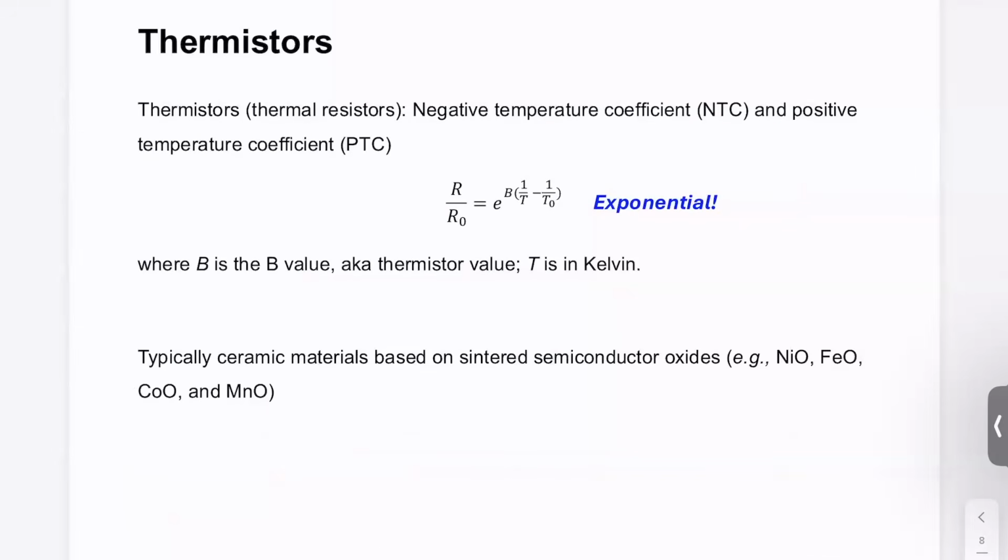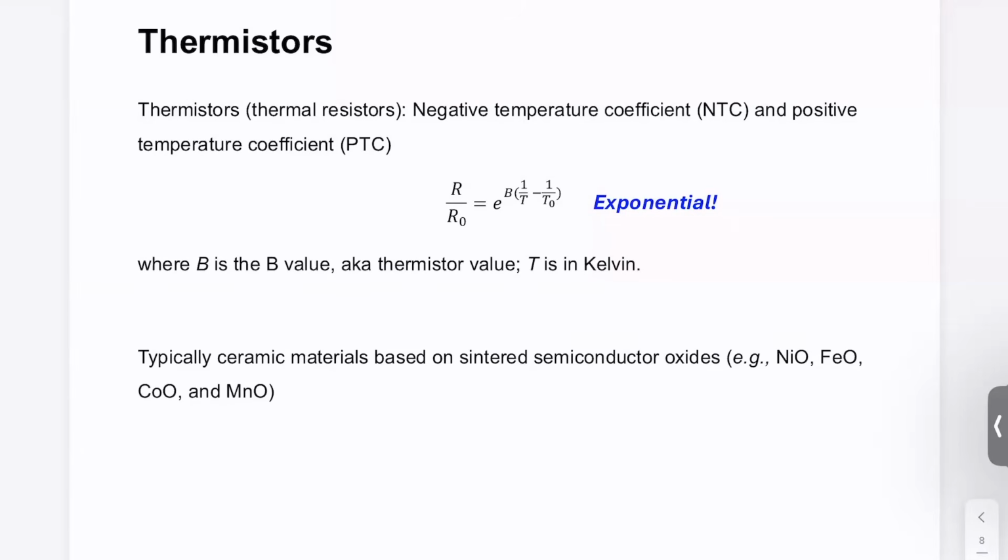The second type of temperature sensors uses thermistors, or thermal resistors. These are also resistors, and they use different materials. They typically use ceramic materials based on sintered semiconductor oxides. These are semiconductors. There are two types of thermistors, NTC and PTC: negative temperature coefficient and positive temperature coefficient. That means for NTC, its resistance decreases with temperature, and for PTC, the resistance increases with temperature.